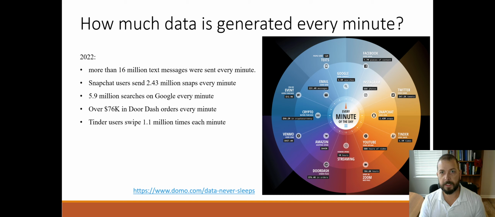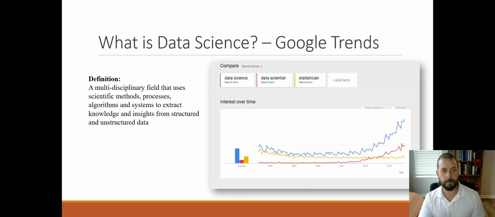So you can see that we generate a lot of data every minute, and obviously we can't analyze a lot of this in the traditional sense of the way that we would look at data, and so we have to come up with sophisticated ways to be able to analyze that, and that's where the area of computer science and data science come into play.